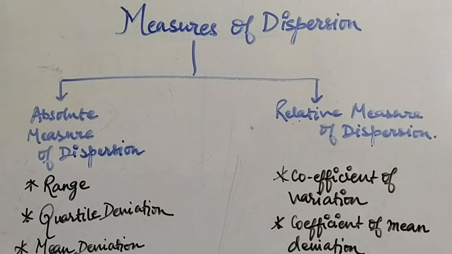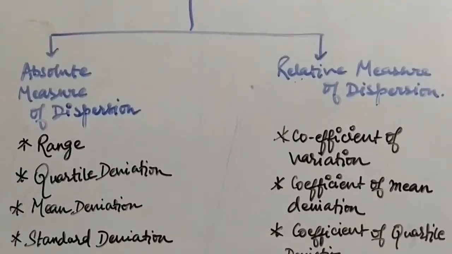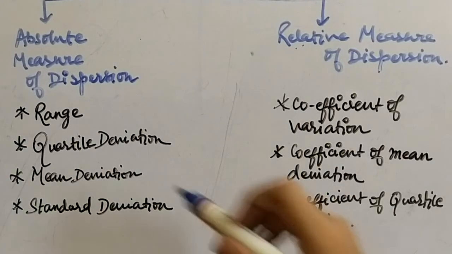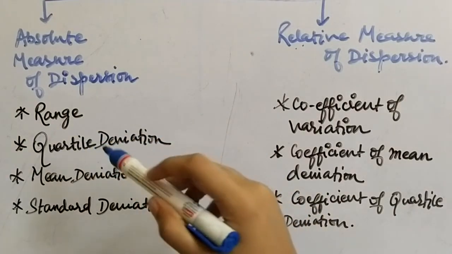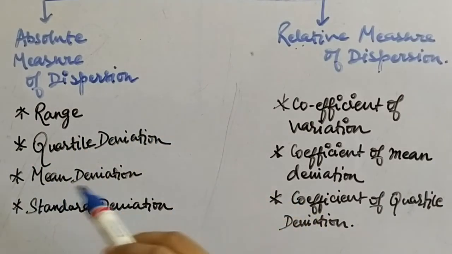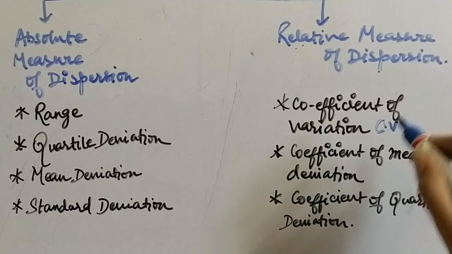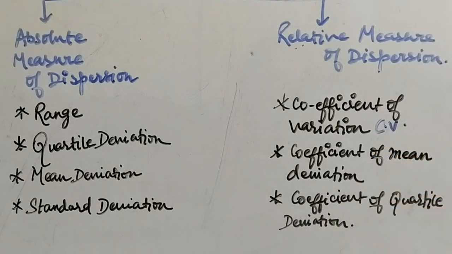Okay? Now, under absolute measure of dispersion, we are going to study these 4 types: range, quartile deviation, mean deviation, standard deviation. And in case of relative measure of dispersion, we are going to study coefficient of variation, coefficient of mean deviation and coefficient of quartile deviation.